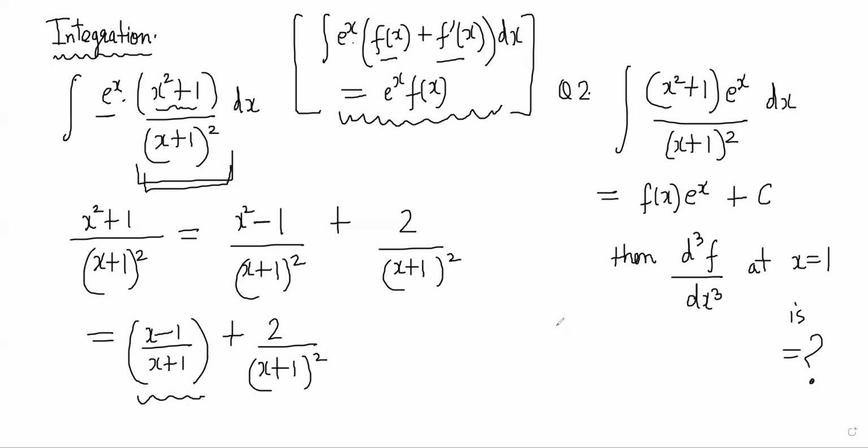The denominator is the same, squared. So it is 2 by x plus 1 whole square, like, it's over, right? f of x, and f dash x.